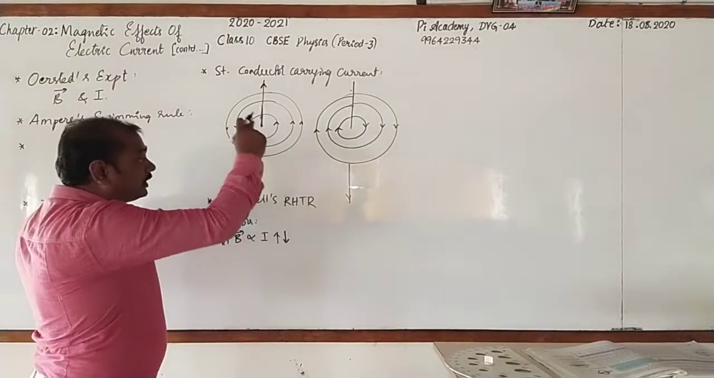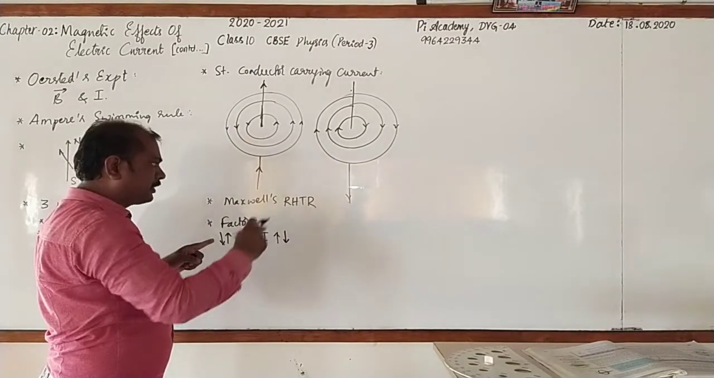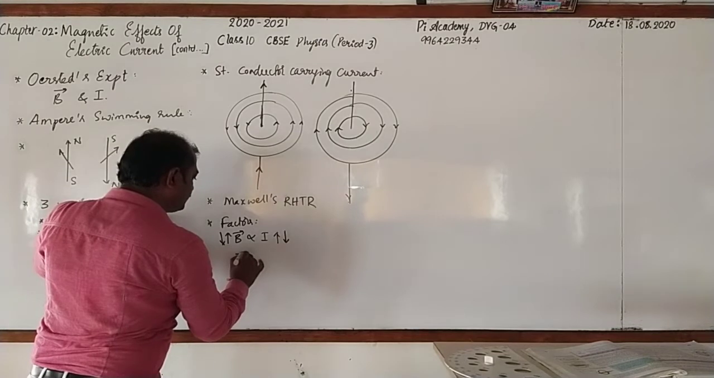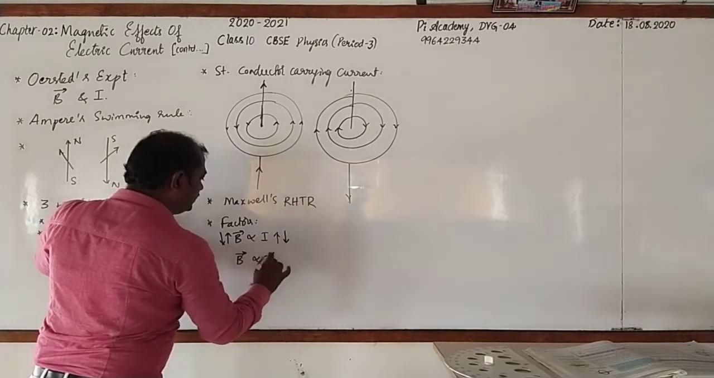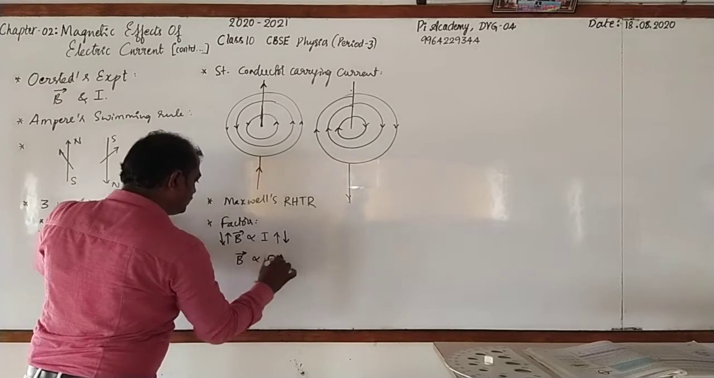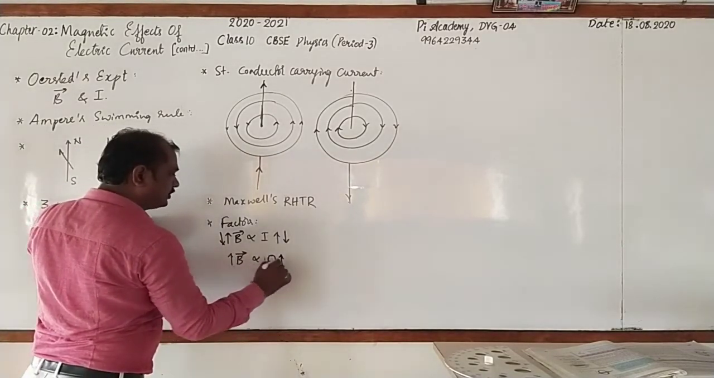Similarly, then the number of rectangular coils, nothing but number of turnings. As the number of turnings increases, magnetic field also increases. That is, B is directly proportional to N. We can write like this. Number of turnings increases, field also increases.